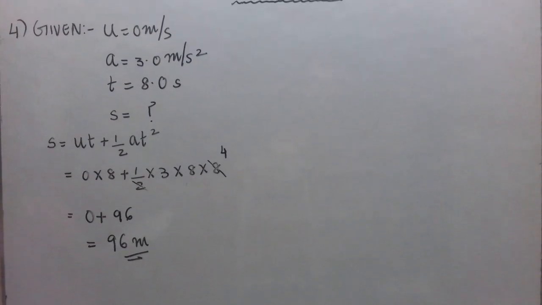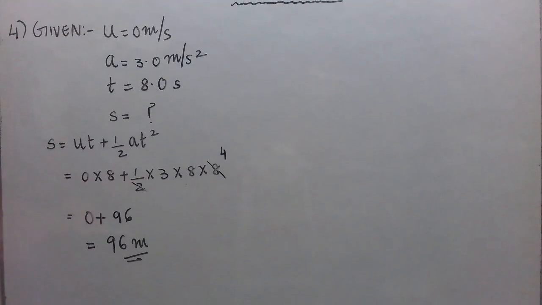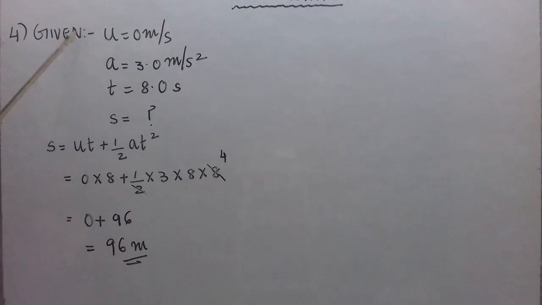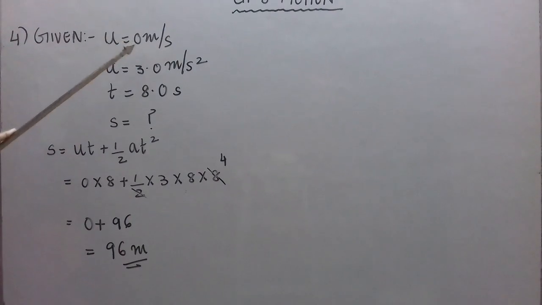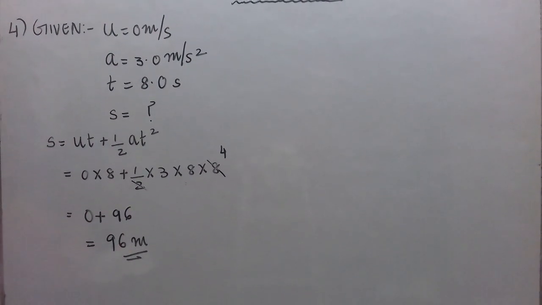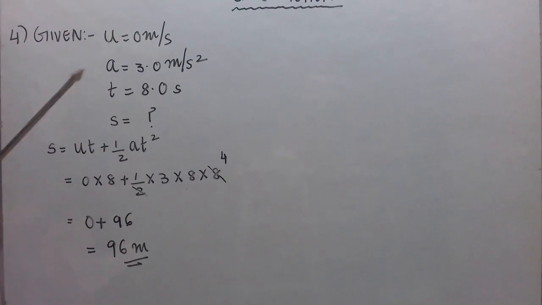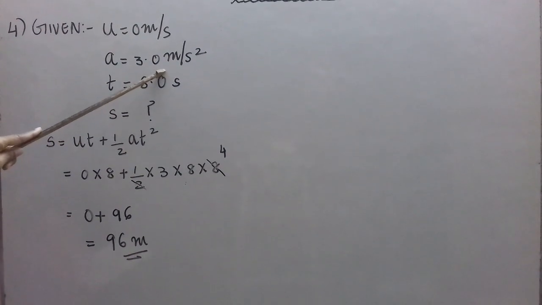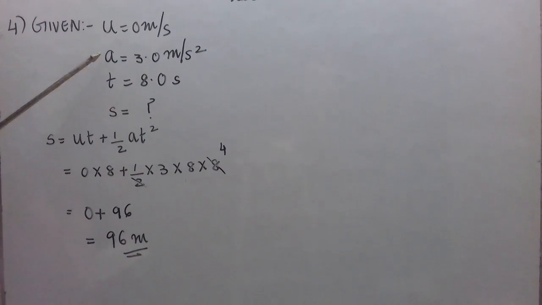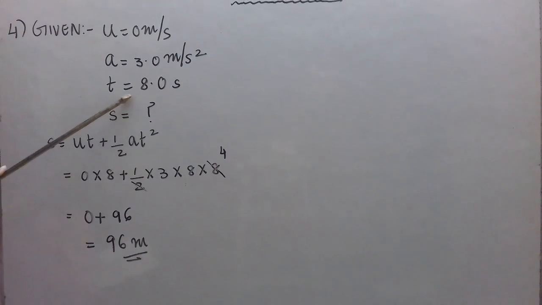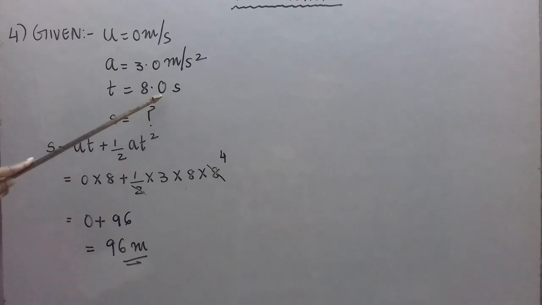A motorboat starting from rest. So what is given? Rest. It means initial speed is, when it starts from rest, initial speed is 0 meter per second. Accelerates in a straight line at a constant rate of 3.0 meter per second square. From the units also we can make it out that this is acceleration A. For 8 seconds. So time is 8.0 seconds.